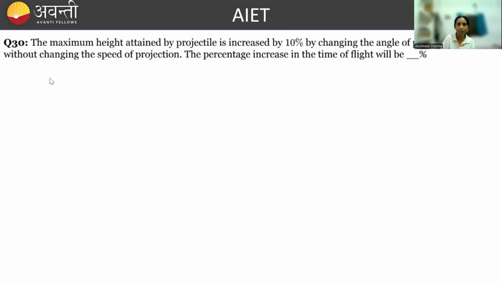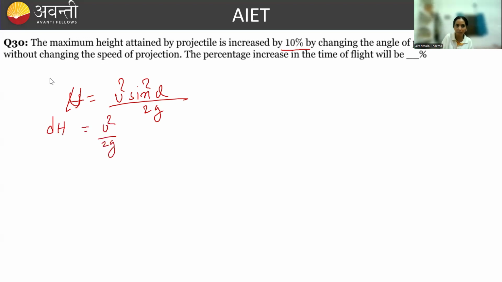Now, last question. The maximum height attained by projectile is increased by 10% by changing the angle of projection. Now, the maximum height formula, if you write, that is u square sine square theta by 2g. Okay, we are not changing u, we are changing theta, and then it is getting changed by 10%. So let's see what is the small change in h. Let's write that this is constant because none of this is changing.